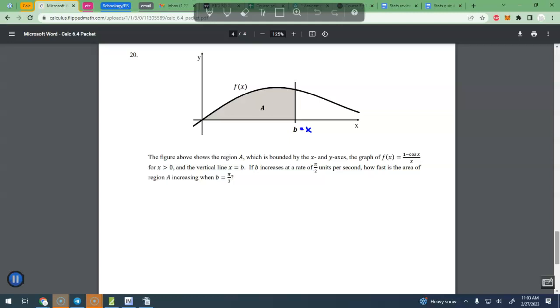I want to find the area. So I'm going to integrate from 0 to b, because I don't know where b is. And I'm going to integrate that: 1 minus cosine of x over x times dx. And all I'm doing there is just lining up. Those are the same variable. If this was t, that'd be t.